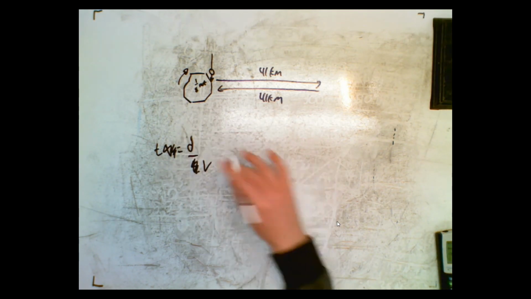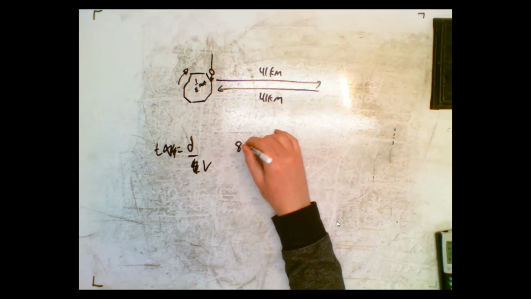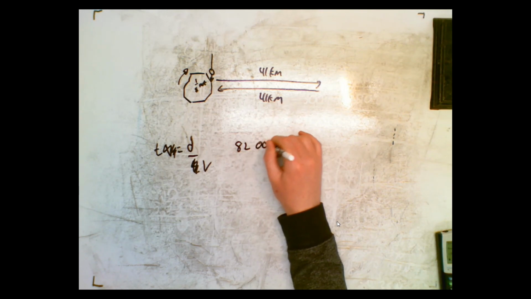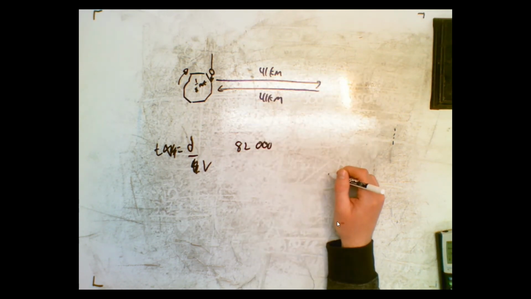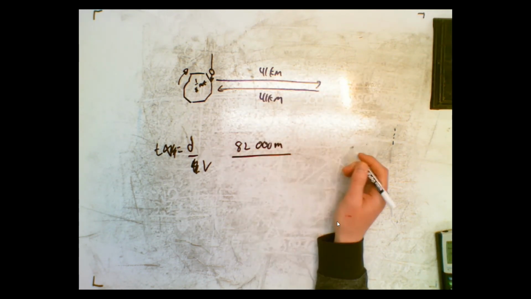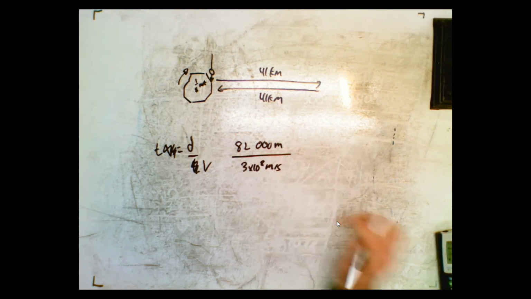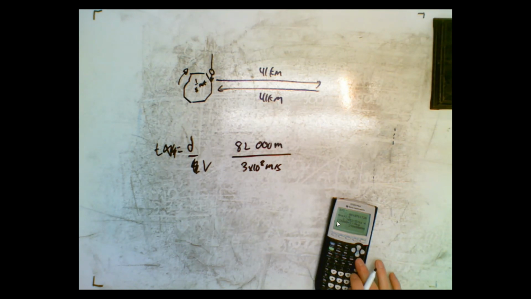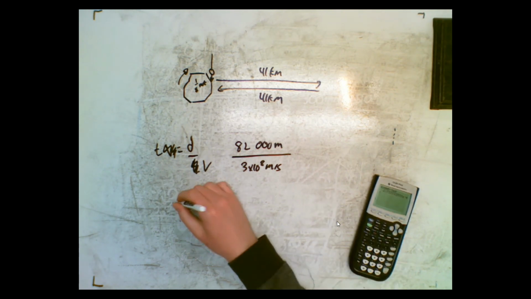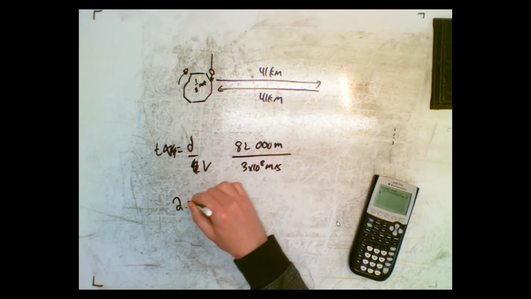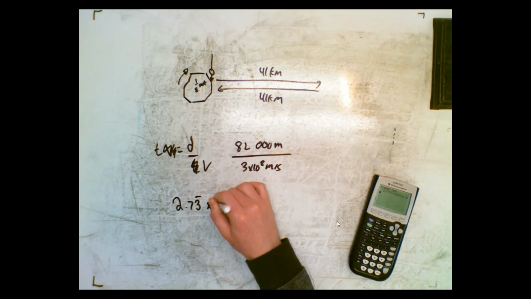Our distance is 82,000, because it's got to go 82 kilometers, switched into meters, so 82,000 meters. And for our speed, we can use the speed of light. Some questions do that. We're not trying to calculate that, so we can do that. So 82,000 divided by 3 times 10 to the 8. I get an answer of 2.73 repeated times 10 to the negative 4 seconds.